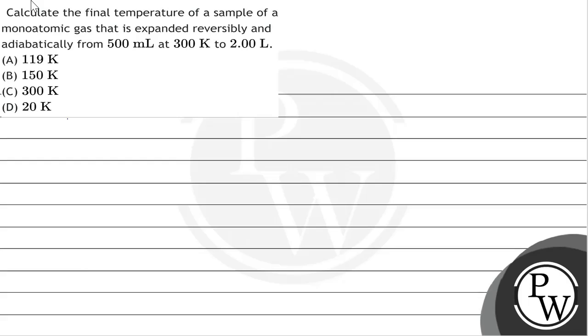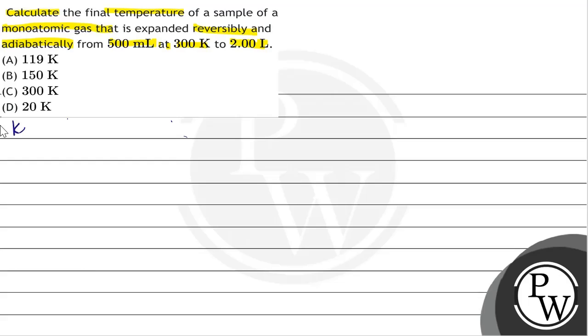The question says: calculate the final temperature of a sample of a monoatomic gas that is expanded reversibly and adiabatically from 500 ml at 300 Kelvin to 2 liter. So here we have to find out the temperature of the monoatomic gas after expansion to 2 liter. This question is basically from the topic thermodynamics or thermochemistry.